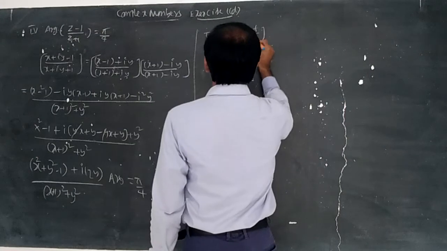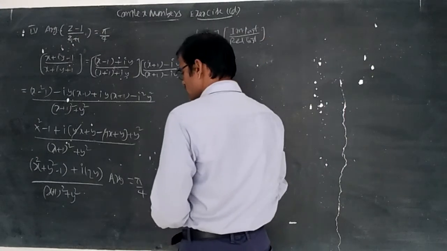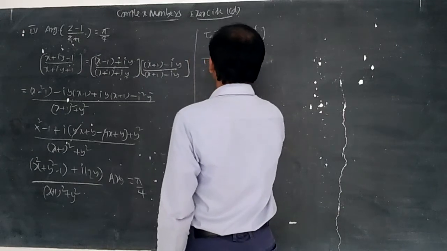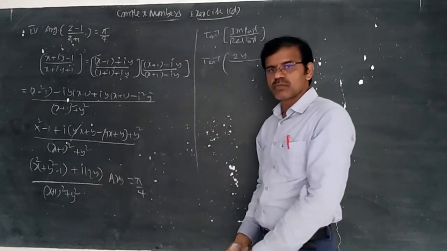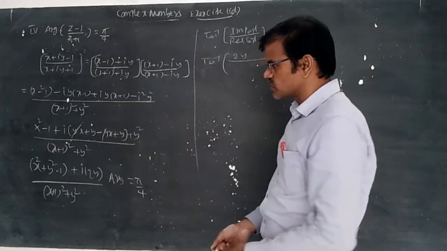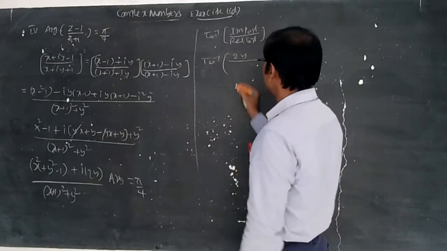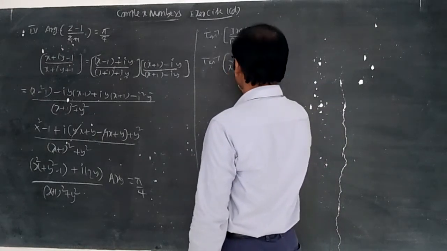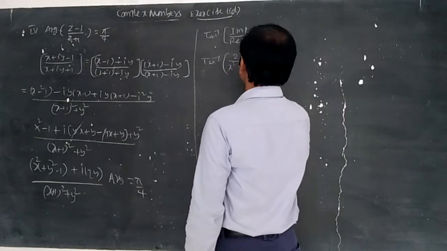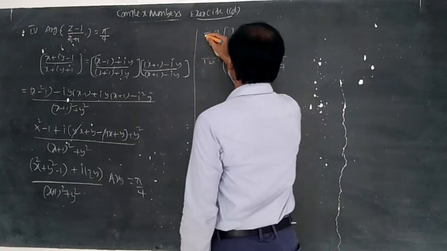Tan inverse of the imaginary part by the real part. So tan inverse, what is the imaginary part here? 2y by (x plus 1) whole square plus y square, by x square plus y square, minus 1 by (x square plus x plus 1) whole square plus y square. No need to write the denominator. Directly you can write tan inverse of 2y by x square plus y square minus 1 is equal to 5 by 4.